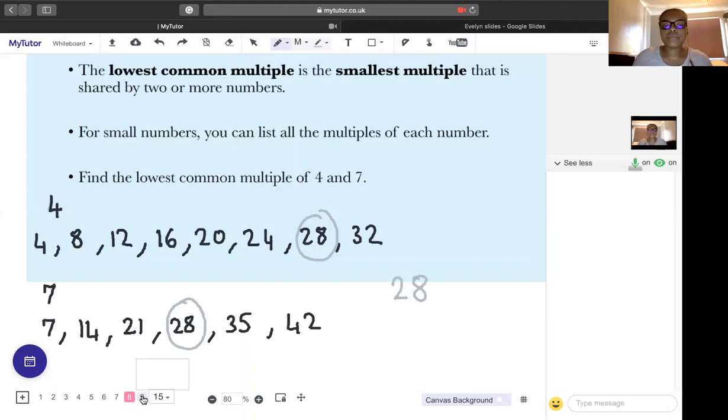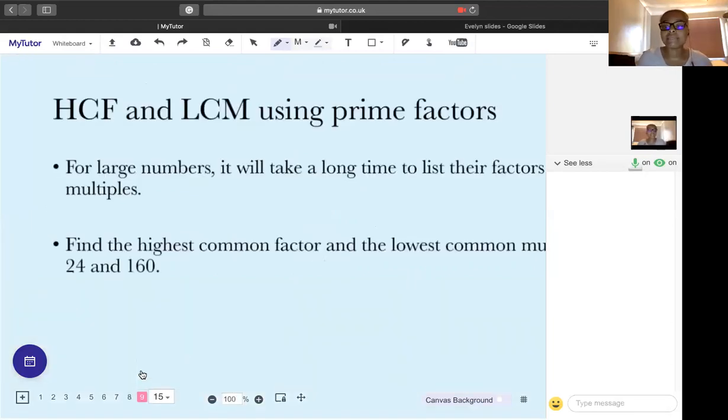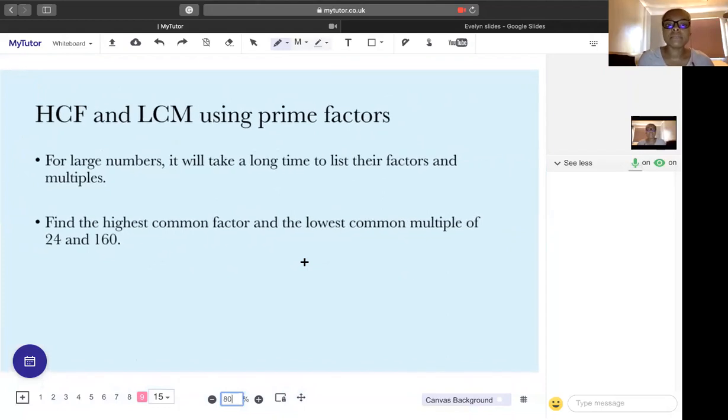So we've already talked about highest common factors and lowest common multiples when we have small numbers. Now, when we have large numbers, we need to use prime factors to help us work it out. Because if we have a number larger than 100, it's going to take forever to write down all the factors or however many multiples we have for those numbers. So we need to use prime factors. We need to start by writing a prime factor tree and then writing each number as a product of its primes, and then we'll be able to work out the highest common factor and the lowest common multiple.